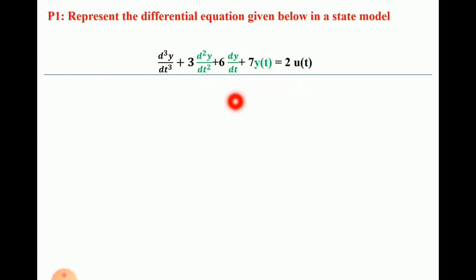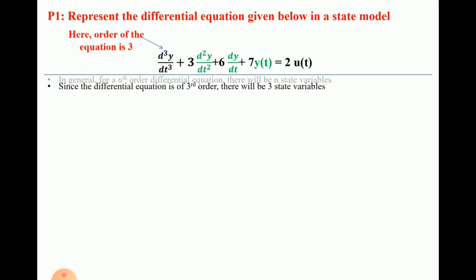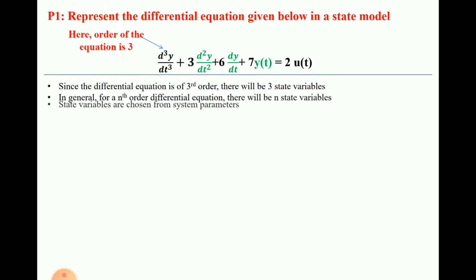The very first step involves identifying the number of state variables. General theory states that for a given differential equation, the number of state variables will be equal to the order of the system. Here, the order of the given differential equation is 3, and hence there will be 3 state variables. But which are these state variables? State variables are generally chosen from system parameters.